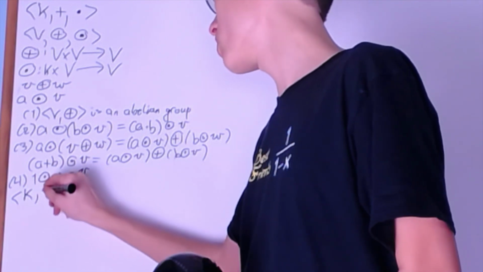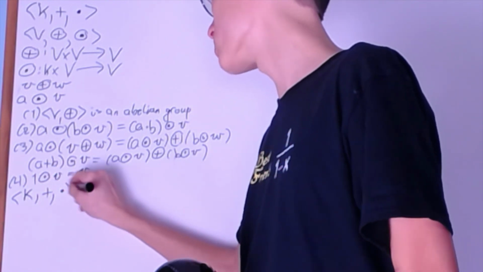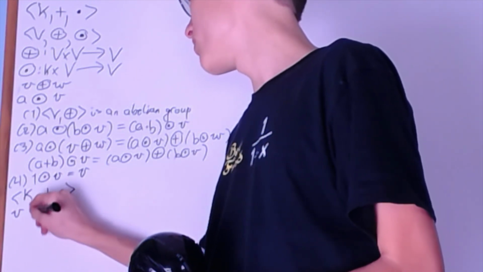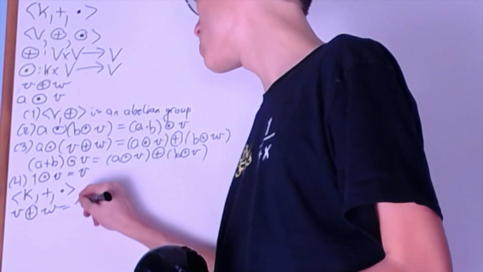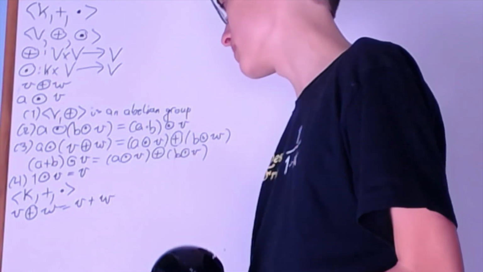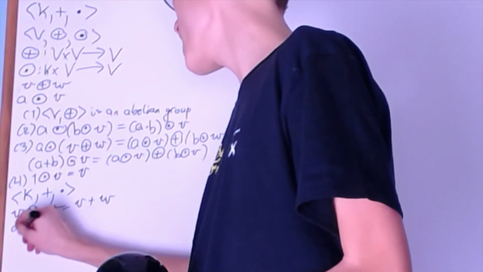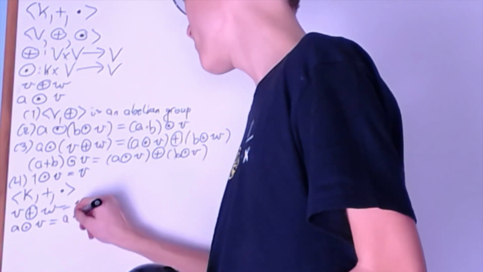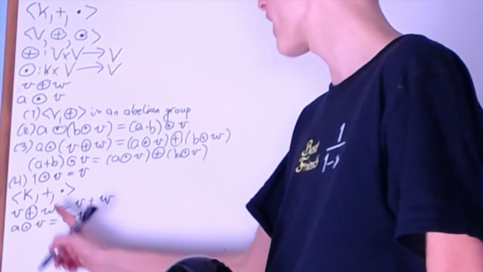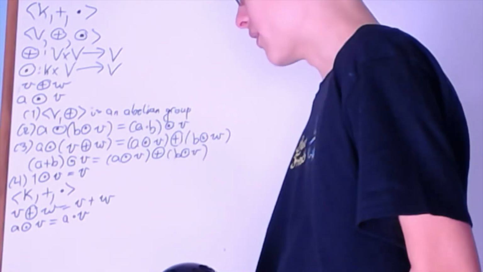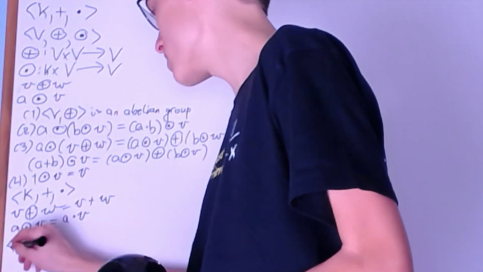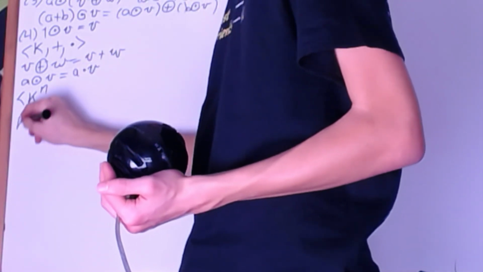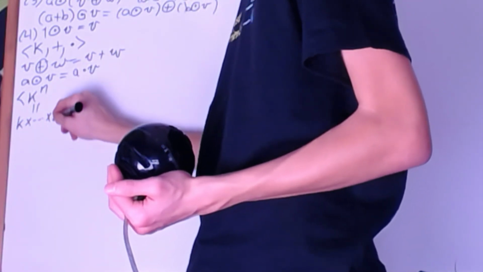So it's the field under its own addition and its own multiplication. So if I wanted to add two vectors together, V vector add W, it's just V plus W. In scalar multiplication, A scalar multiply V is just field multiplication by the fact that it's just the field itself. And more generally than this, we can define a vector space on K to the n, which is K Cartesian product with itself n times.